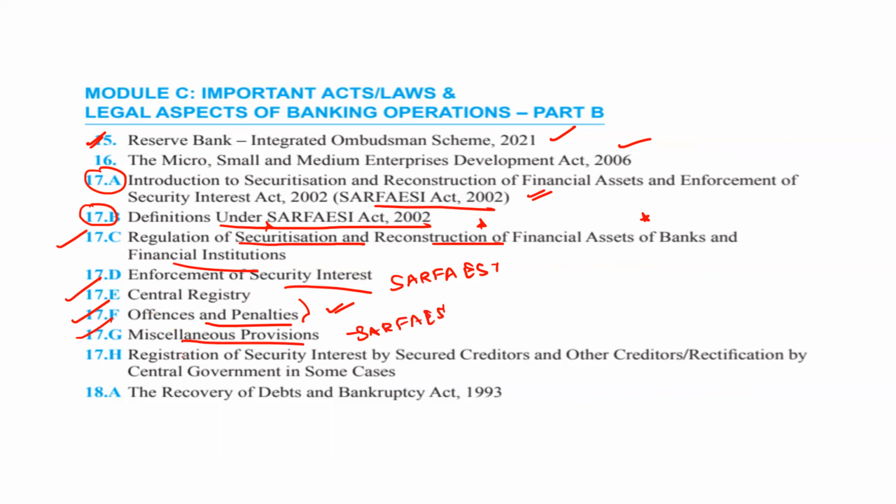Next one, the registration of the security interest by the secured creditors and other creditors, or rectification by the central government in some cases. So all these things are related to the SARFAESI Act, from 17A to 17H. All these chapters are related to the SARFAESI Act.